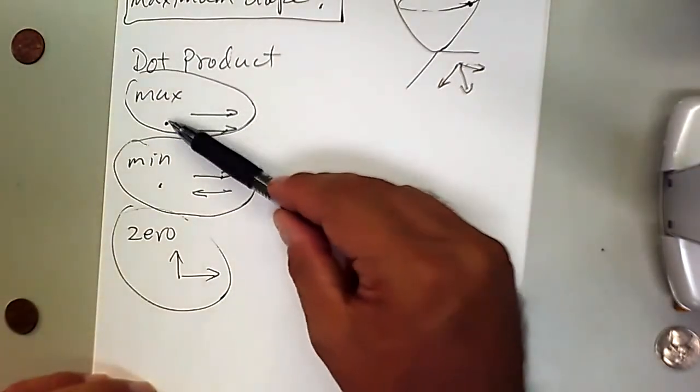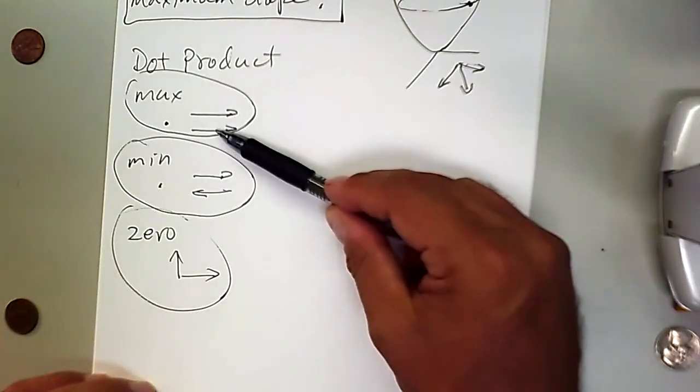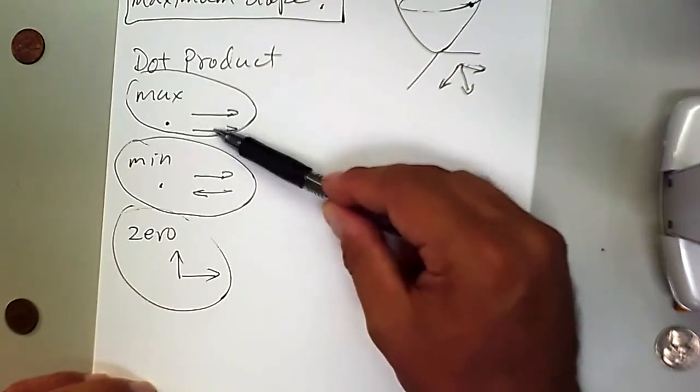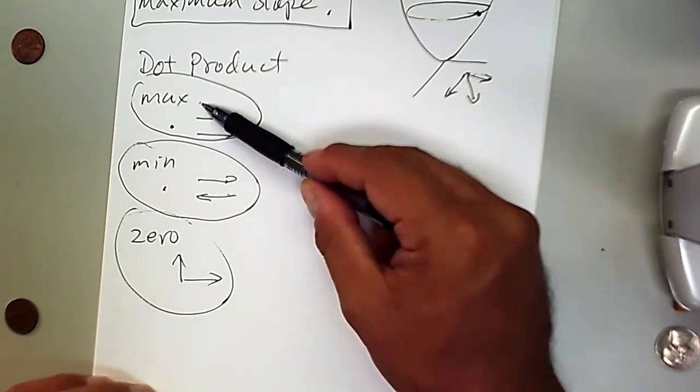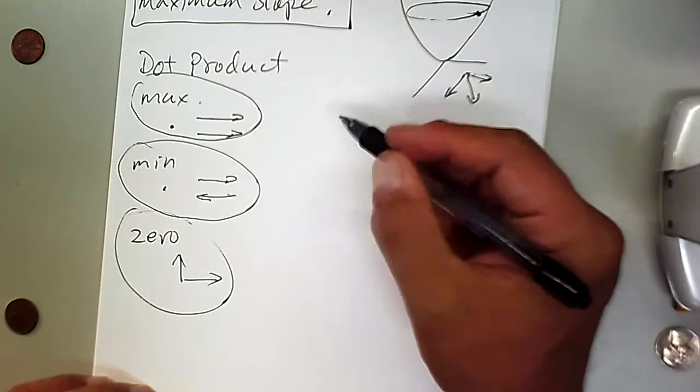So again, the dot product, the more parallel the vectors are that we're multiplying together, the more of it we're going to get. We get the maximum.